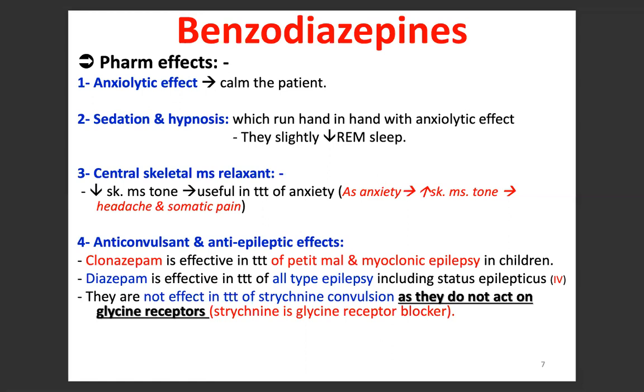But our benzodiazepines act via the benzodiazepine receptor. They will activate the benzodiazepine receptor. So the benzodiazepines are not effective in the management of strychnine-induced convulsion, because the strychnine-induced convulsion is via which route? Via glycine receptor blockage, and our benzodiazepine will not open the glycine receptor. That's why.